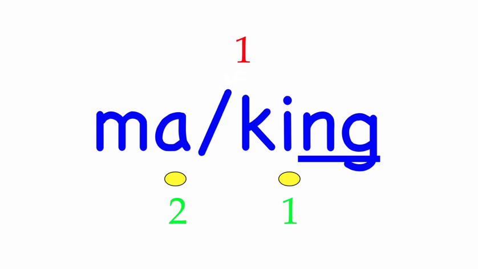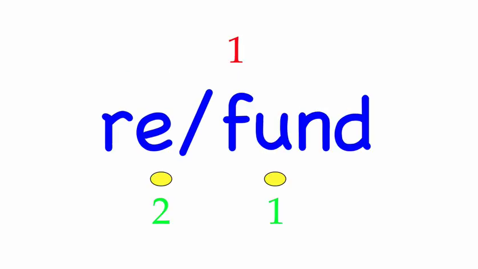Row 8. Refund. I hope to get a refund. Refund. First syllable re, two sounds. R, E. Fund, four sounds. F, U, N, D. Refund. Mark the word.